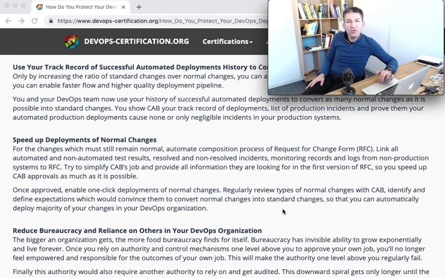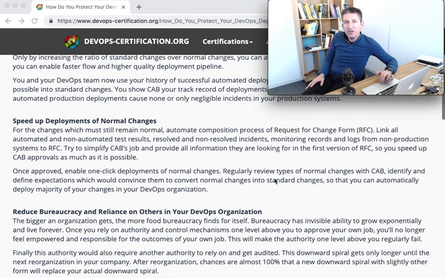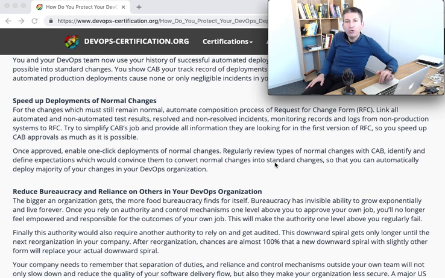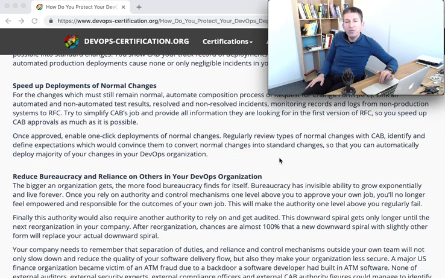Speed up deployments of normal changes. For the changes which must still remain normal, automate the composition process of the request for change form, and link all automated and non-automated test results, resolved and non-resolved incidents, monitoring records and logs from non-production systems to the RFC. Try to simplify CAB's job and provide all information they are looking for in the first version of the RFC, so you speed up CAB approvals as much as possible. Once approved, enable one-click deployments of normal changes.